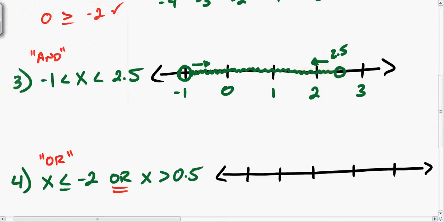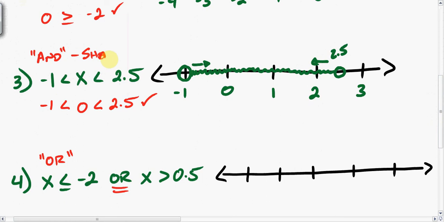And if you wanted to check, you can pick any number. I'll pick 0, and you'll plug that in for the value of x. So I've got negative 1 is less than 0, which is true. And is 0 less than 2.5? Yes. So it's true.